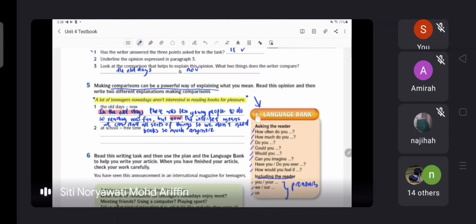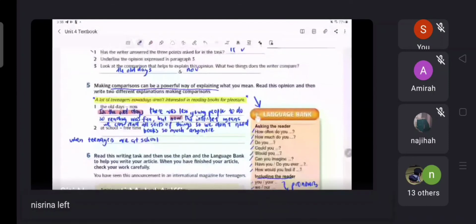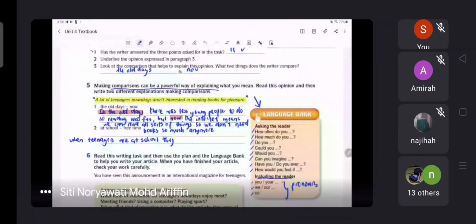Okay, so next one, at school and free time. About reading, how is it? If at school, what do teenagers do? A lot. Read, in a way, right? Okay, so you can say when teenagers are at school, they have to read. They have to read a lot of books. A lot of books. Yes, you have lots of subjects, right? So you have to read a lot of books.